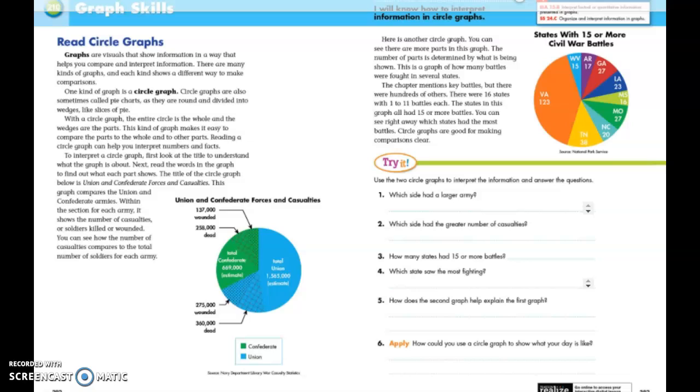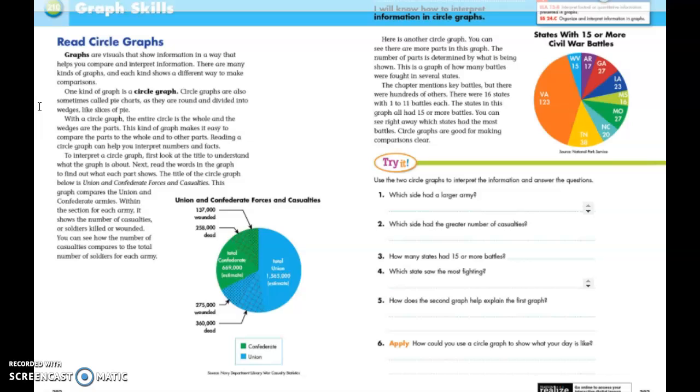Try it. Use the two circle graphs to interpret the information and answer the questions. 1. Which side had a larger army? 2. Which side had the greater number of casualties? 3. How many states had 15 or more battles?